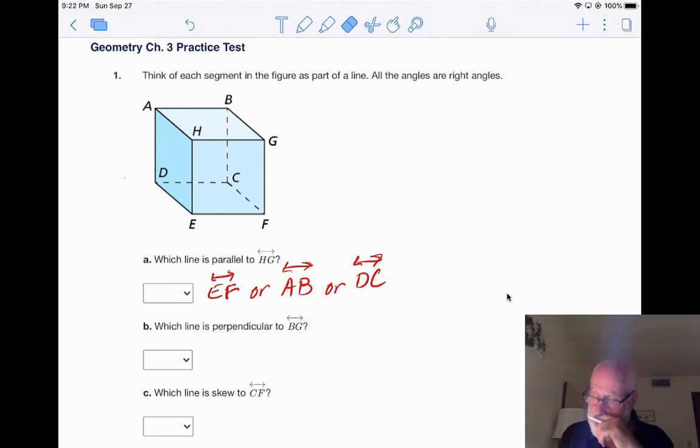That's what I've noticed. So which line is perpendicular to BG? So here's our line BG. Remember, perpendicular means that it's going to meet it at a right angle. And it's telling me that all of our angles are right angles. So I could see one that would be right here. So we could say line HG. This one here would also be perpendicular to it, all right? So we could say, or AB.